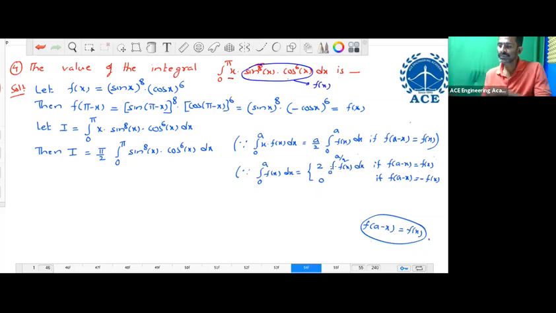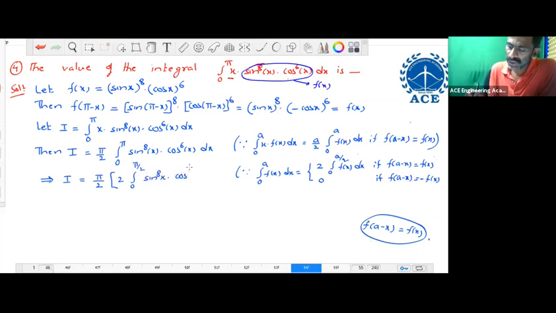Like this. According to this property, we can write this, which implies I equals pi by 2 times the integral from 0 to pi by 2 of sine power 8 x into cos power 6 of x dx, which implies I equals pi. Now we can evaluate this integral by using standard integral property number 9.